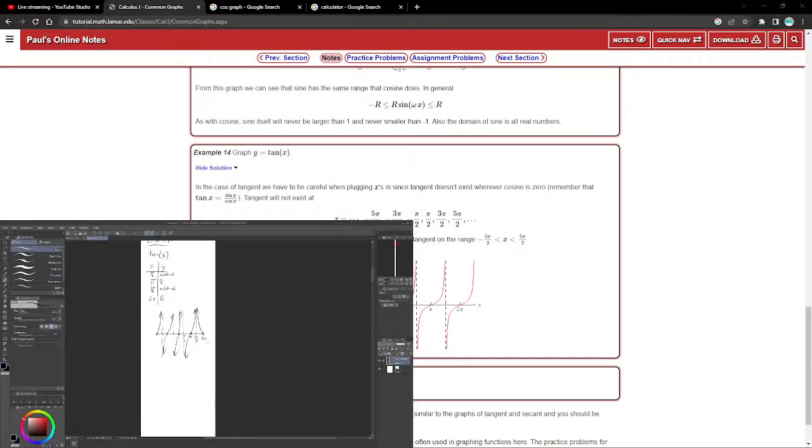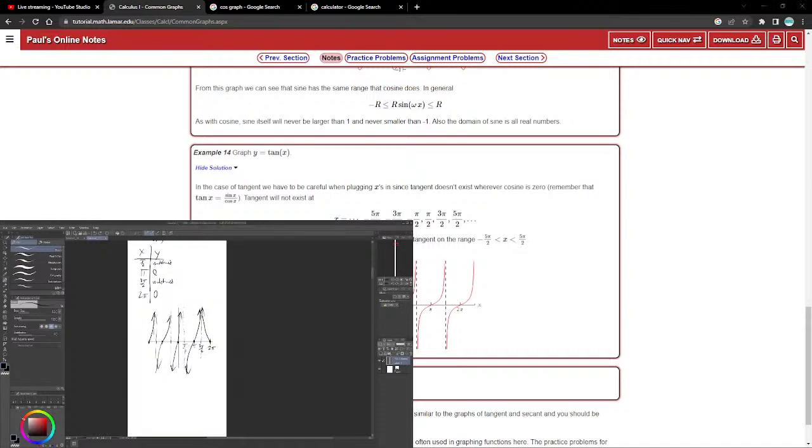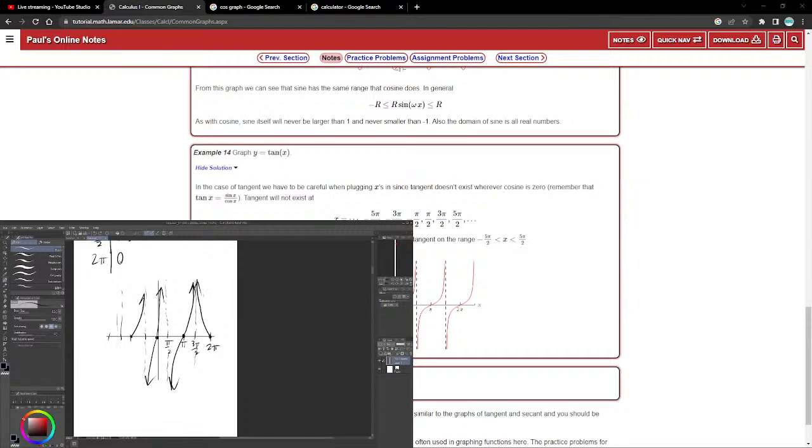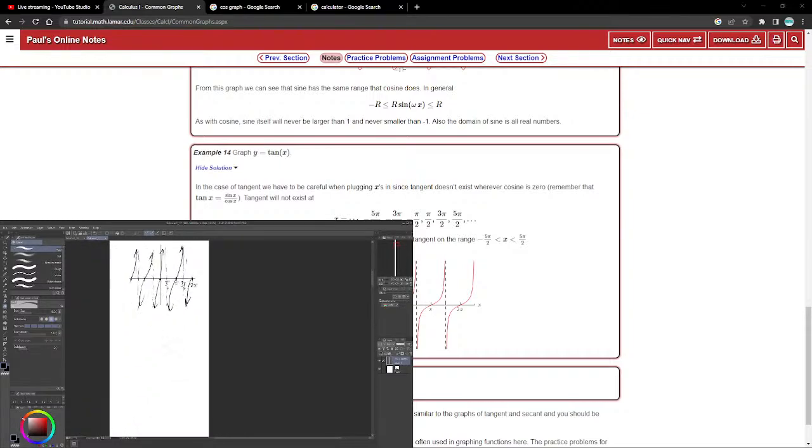Yeah, so. Oh wait, the end shouldn't be like that. They should all be going the same way. I was right on the left, but not on the right. Should be like that. Alright. 15.